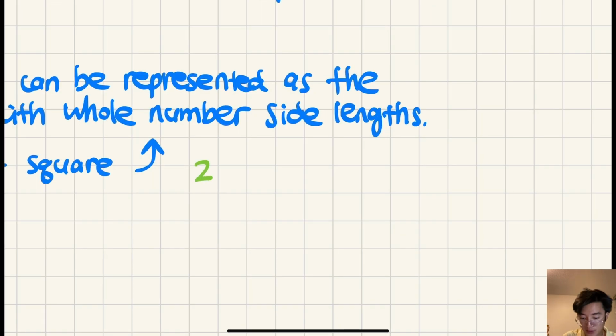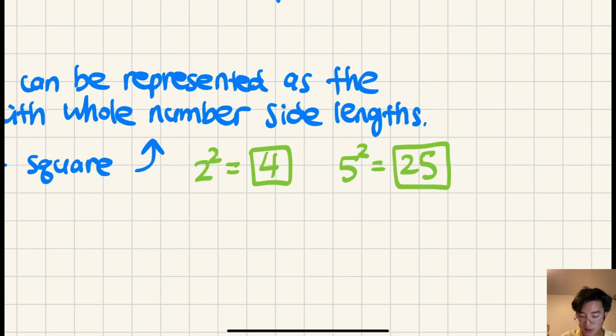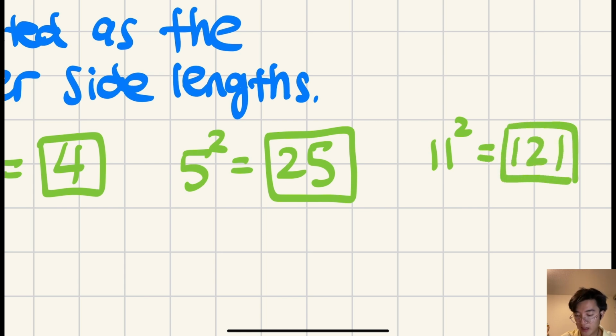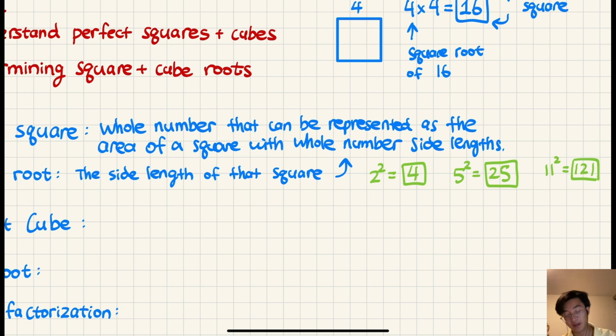For example, 2 squared is 4, so 4 is a perfect square. We have, let's say, 5 squared. That gets us 25, so 25 is a perfect square. Let's go with a big number. Let's say 11. So 11 squared is 121, which means 121 is also a perfect square. Those are essentially the numbers that are the result of a number being squared.